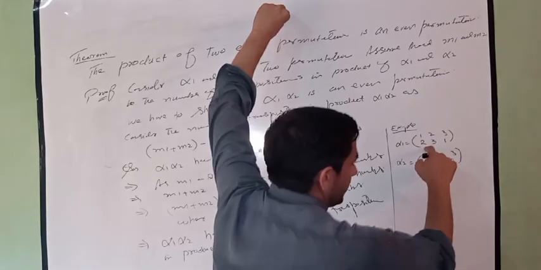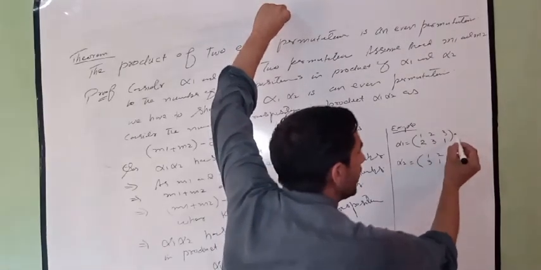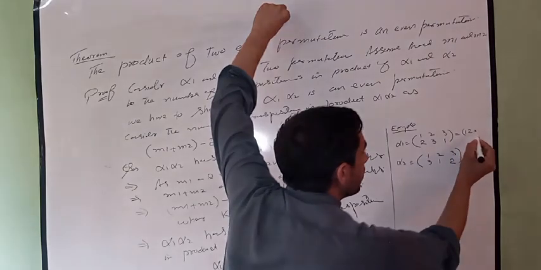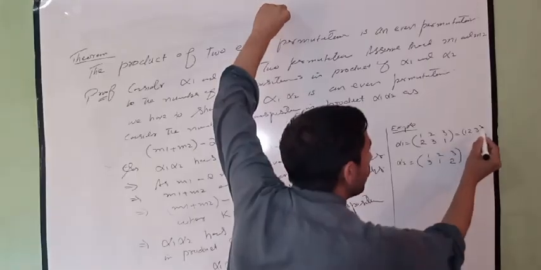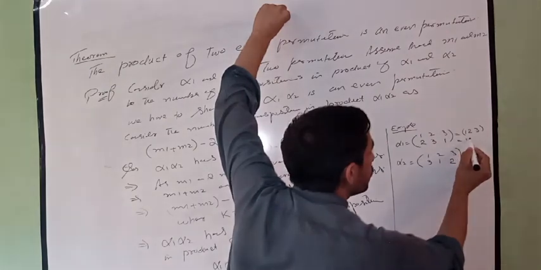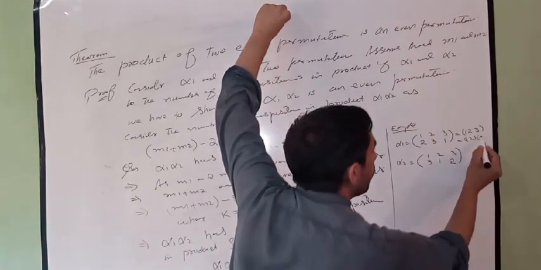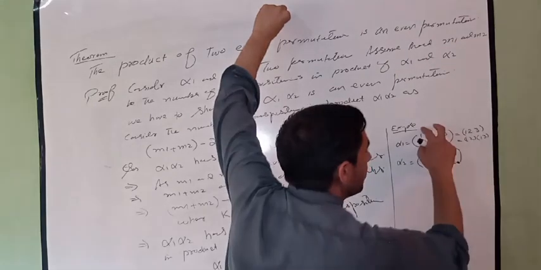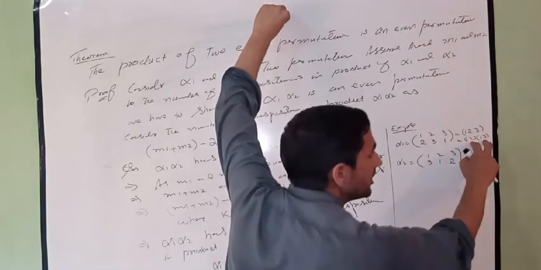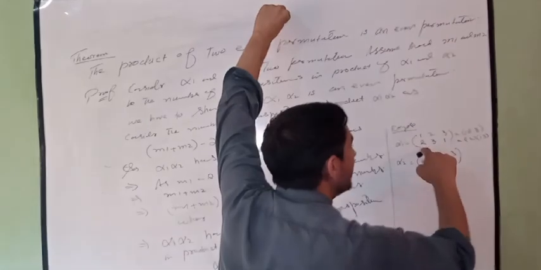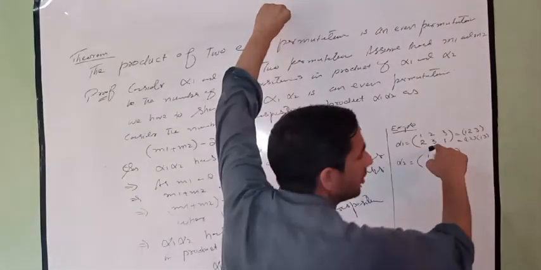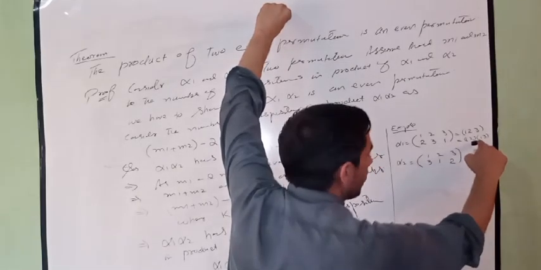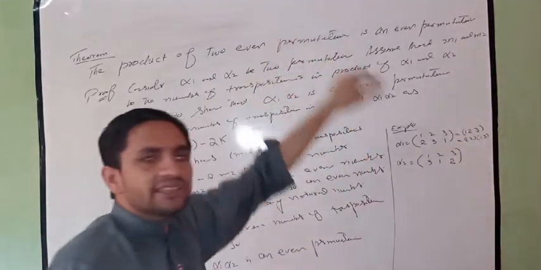We can write this as the product of transpositions, since 1 is mapped to 2, 2 is mapped to 3, and 3 is mapped to 1. So this can be written as (1 2)(1 3), a product of two transpositions. The number of transpositions in this product is 2, which is an even number, therefore it is guaranteed that alpha 1 is an even permutation, because alpha 1 has 2 transpositions in its product.